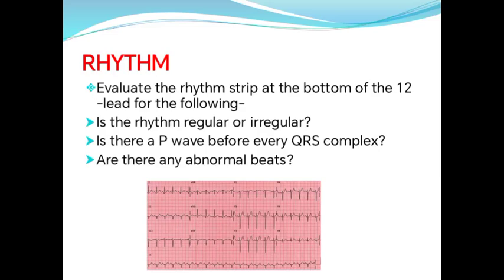Okay, on the rhythm, we need to know whether this rhythm is regular or irregular. That means whether the R to R intervals are equal or not equal. Then, is there a P wave before every QRS complex? Normally, every QRS complex should be preceded by a P wave. And are there any abnormal beats? Abnormal beats are not like other beats in their shape. You call this an abnormal beat.